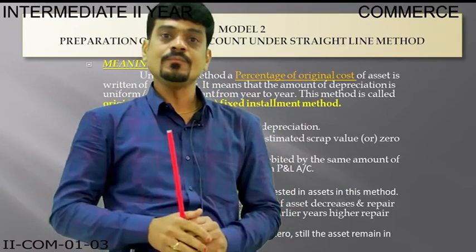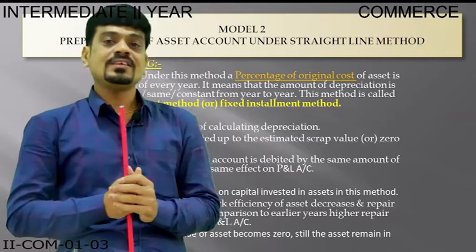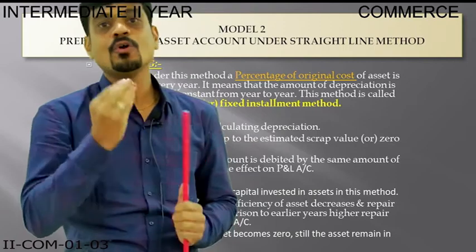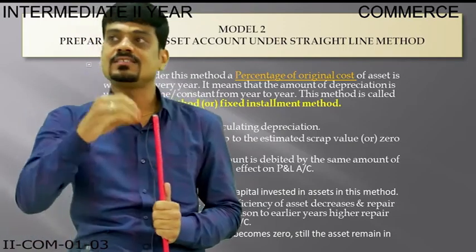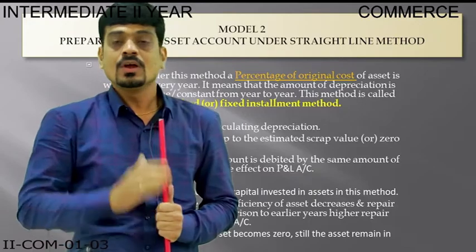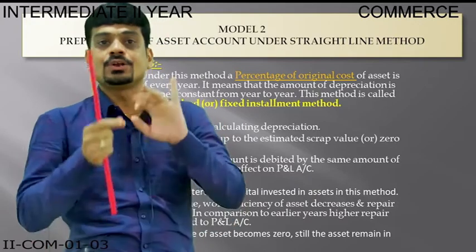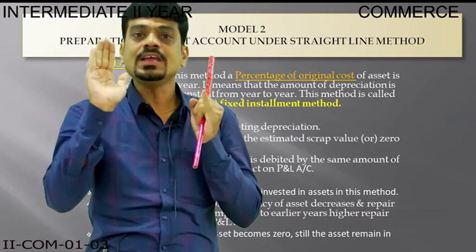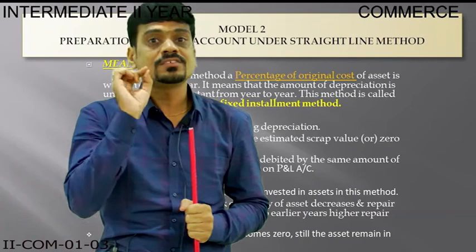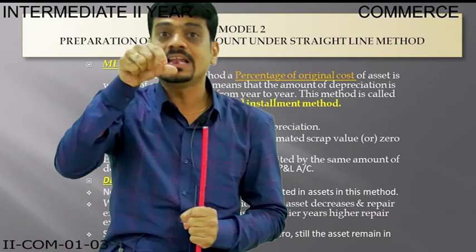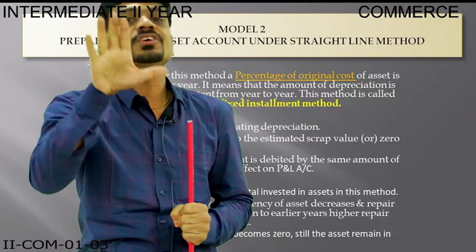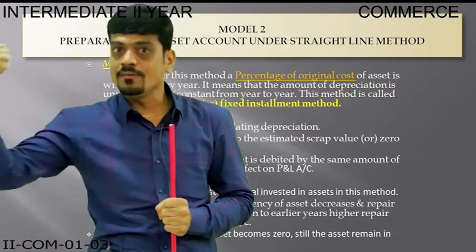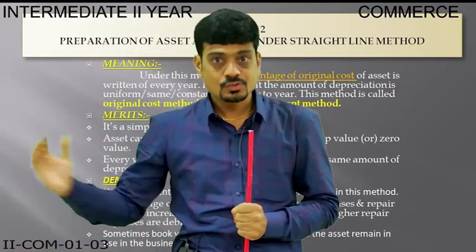Then comes, sir, if at all I purchase the asset in the middle of the year, as in the example of October, let me say we purchased the asset on 1st October. How many months does it come? So we have to calculate. October, November, December, January, February, March. How many months? 6 months. So in that particular year, we'll calculate depreciation only for 6 months. We cannot charge for 12 months. That kind of problems also we are going to see very soon.